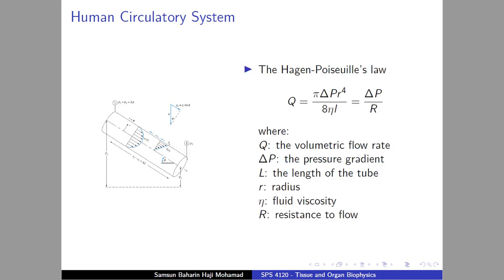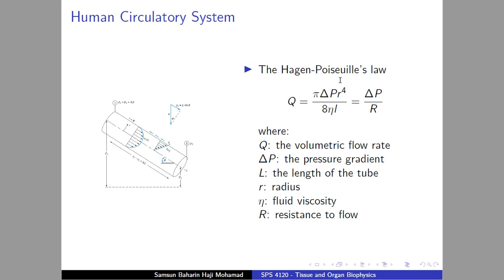Okay, and this is the Hagen-Poiseuille law. So how much blood can pass through the vessel at a certain time. So we can see that Q is equal to the volumetric flow rate. Delta P is the pressure gradient from this one to this one. L is the length of the tube, R is the radius of this tube, eta is the fluid viscosity, and r is the distance to flow.